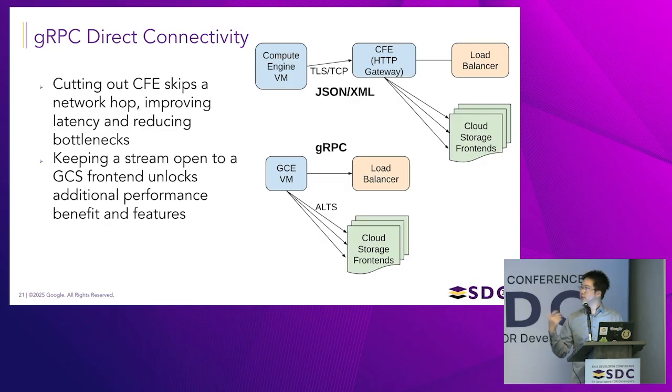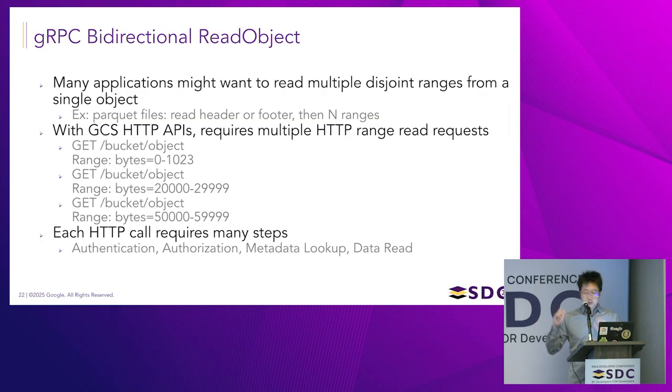And then the other thing is by keeping the stream open, this allows us to do multiple operations within a single stream. This has advantages for both reads and writes. So for reading, a very common use case is that applications will want to read multiple disjoint ranges from a single object. The canonical example of this, I see some of you smiling, is Parquet files, where you have a footer which gives you a bunch of offsets and metadata, and then you'll likely want to seek into different portions of that object.